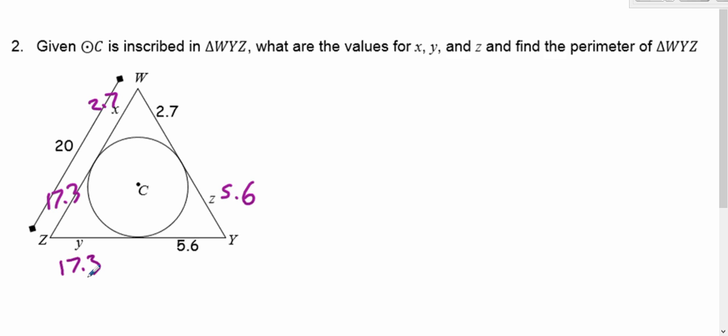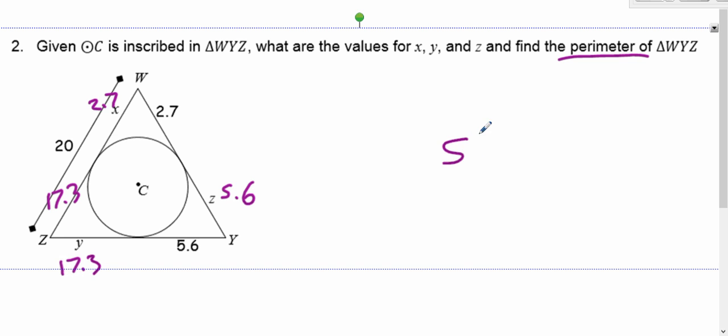It also asks for the perimeter, so you need to add all that up, and you get the perimeter is 51.2.